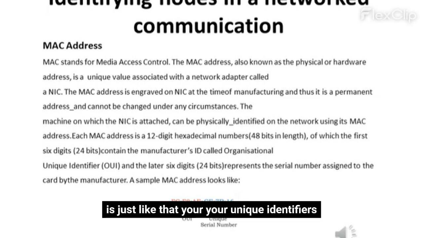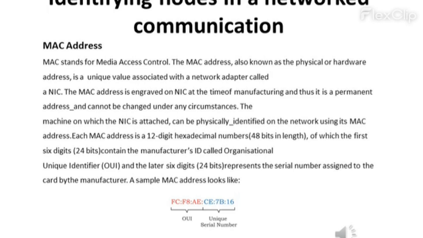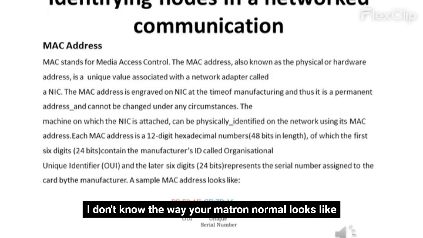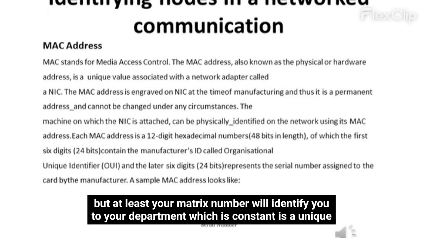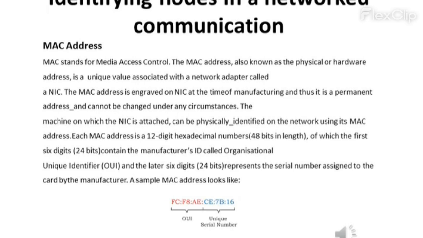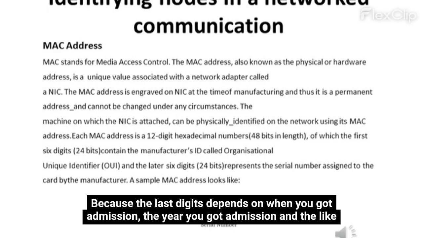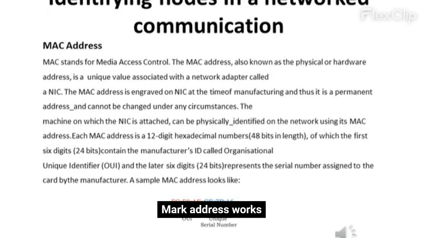It's just like your unique identifier being your matric number. Mostly the first maybe 4 or 6 or 8 digits, I don't know the way your matric number looks, but at least your matric number will identify you to your department, which is constant, a unique identifier. Then why does the last digit change? Because the last digit depends on when you got admission, the year you got admission, and the like. And that's the way a MAC address works.